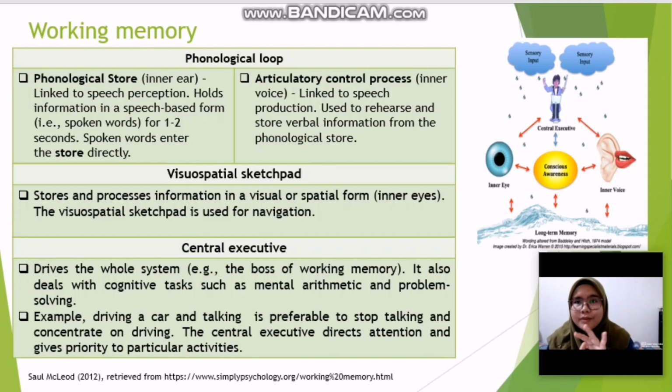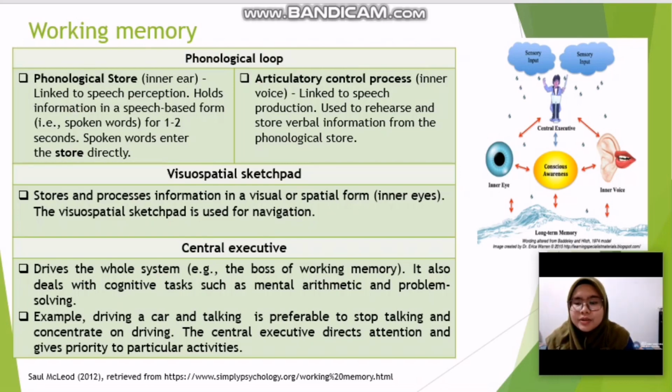So they have three parts of the working memory. I will explain to you the phonological loop. The phonological loop is the working memory that deals with spoken and written material. It consists of two parts, which are the store and articulatory control. The phonological store is the inner ear, linked to speech perception, which holds information in a speech-based form, for example spoken words, for 1 to 2 seconds.